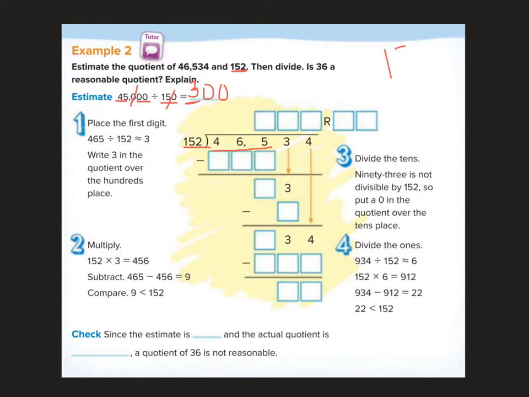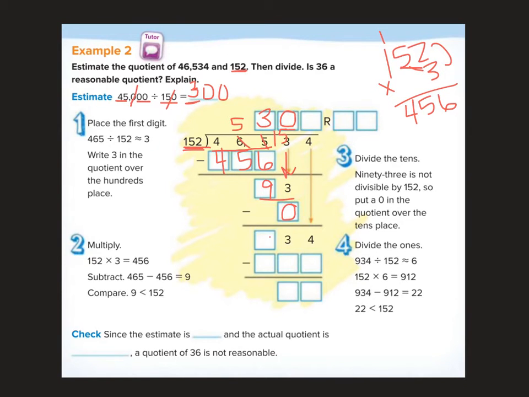So I'm going to see what is 152 times 3. 2 times 3 is 6. 5 times 3 is 15. 3 times 1 is 3, plus 1 more is 4. So I get 456. Wow, that got me really close. Nice. So it is 3. And then I'm going to subtract 456. When I subtract that, I get 9. So bring it on down, my 93. 93 divided by 152. I can't do it, so I put a 0. Multiply 152 by 0, and I get 0. So I'm going to subtract now.